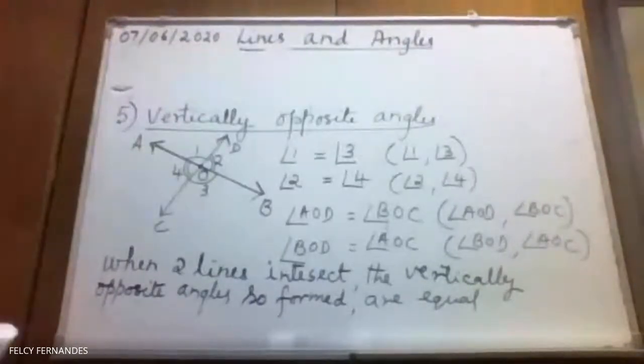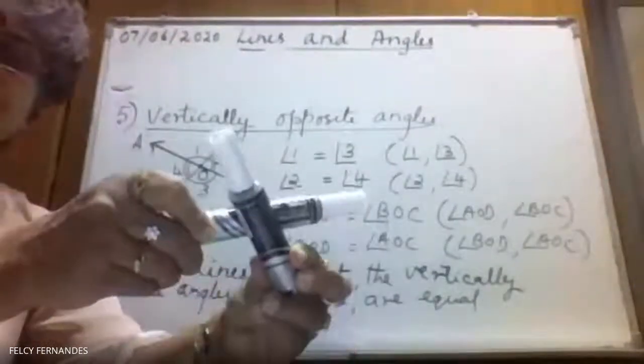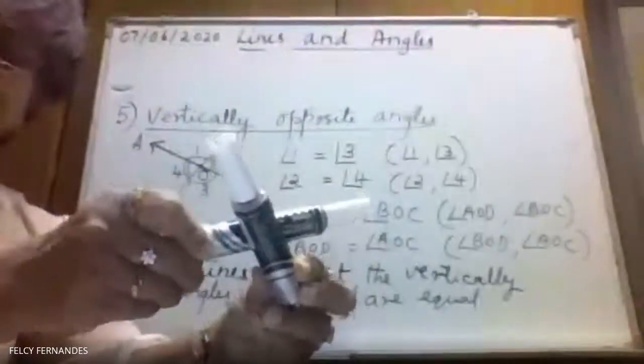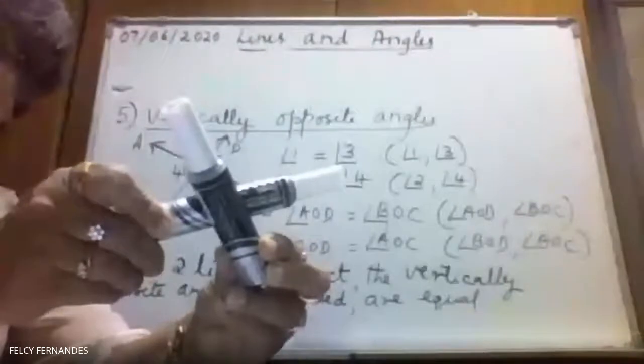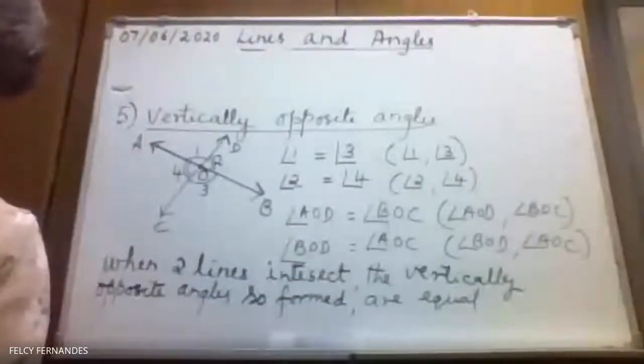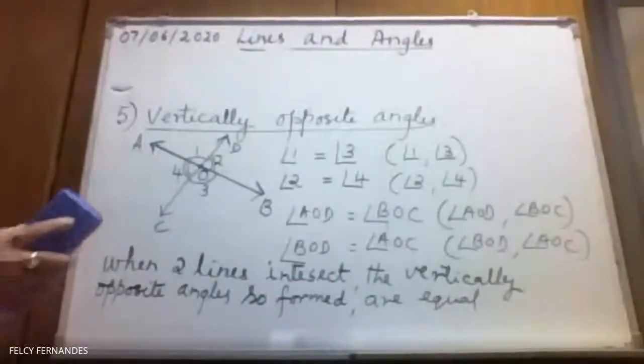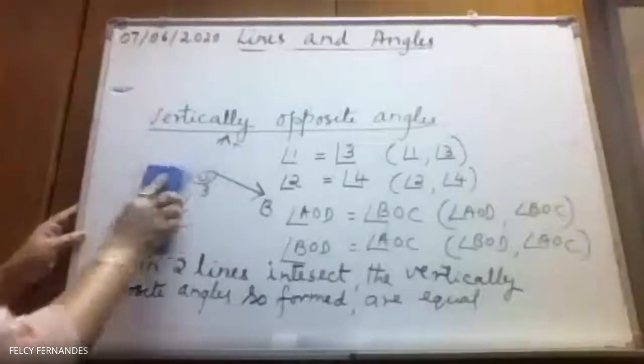You can just take two pencils and cross each other. So when you cross each other, four angles are formed and the opposite angles are equal to each other. I hope it is done now.